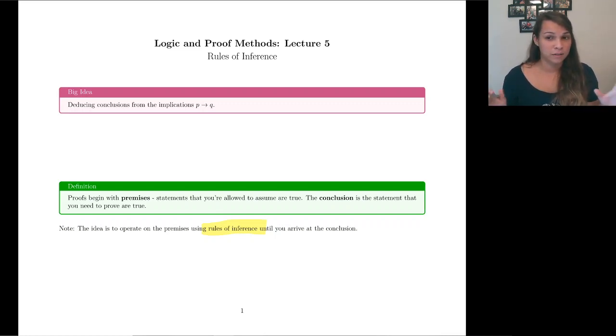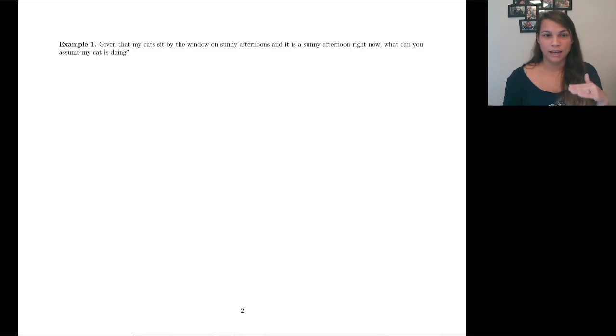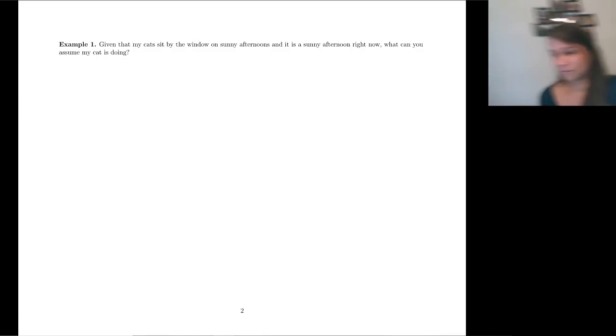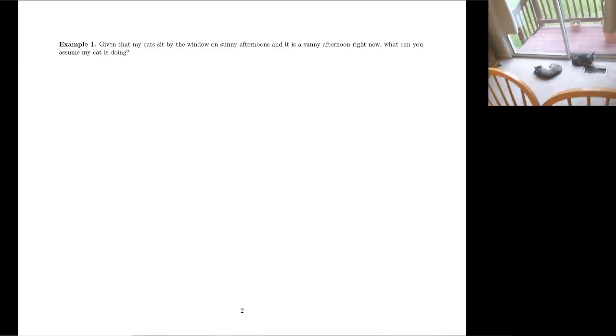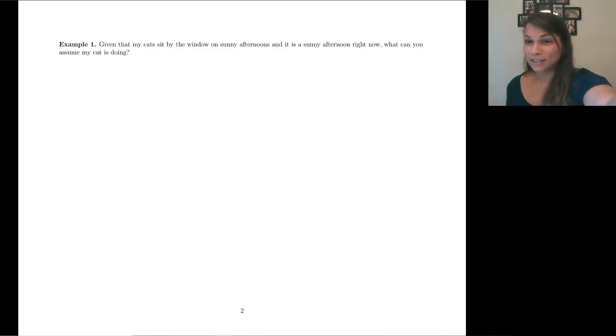Rules of inference, some of them are really basic, and you've been using them for a very long time. So before we get into names and specific rules and tables, I'm going to ask a question. Given that my cats sit by the window on sunny afternoons, and it is a sunny afternoon right now, what do you think my cats are doing? There they are. It is my sunny afternoon. There are my cats. They're sitting by my window.